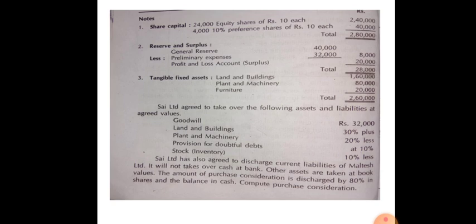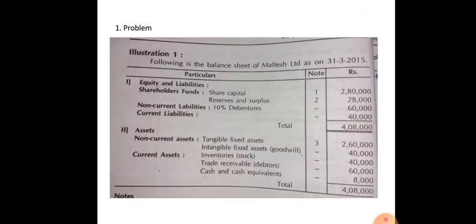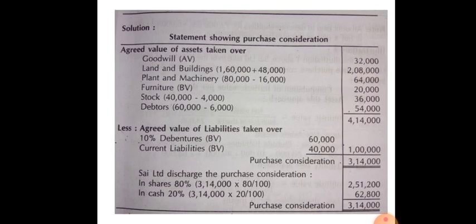First of all we will take the goodwill. Goodwill here is given as 32,000, and in the balance sheet it is rupees 40,000. So the fair value we have to take. Like this we have to calculate the statement showing the purchase consideration. So like this we have to draw the format. First of all we have to take the assets, and less the agreed values of liabilities taken over. Goodwill, 32,000, is the fair value.